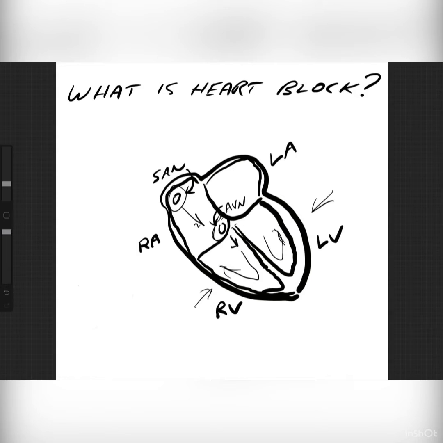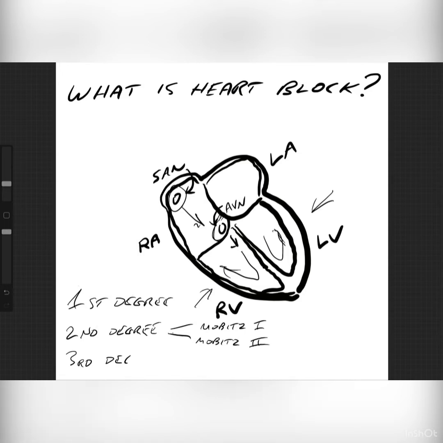And there are three main types. There is first degree, second degree, with two subtypes, Mobitz I and Mobitz II, and third degree AV block, also known as complete heart block.